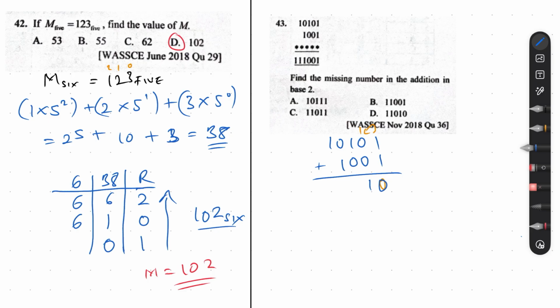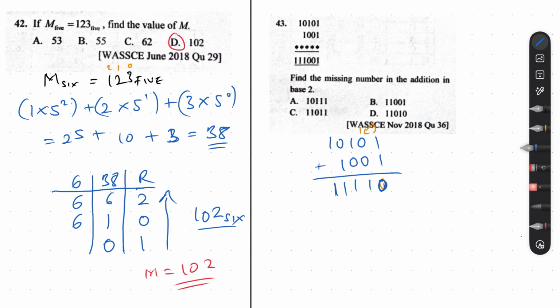And then here too we have 1 plus 0, which is 1. Similarly here we have 0 plus 1, which is also 1. And then finally we have 1 plus nothing, which is also 1. So this is our sum.